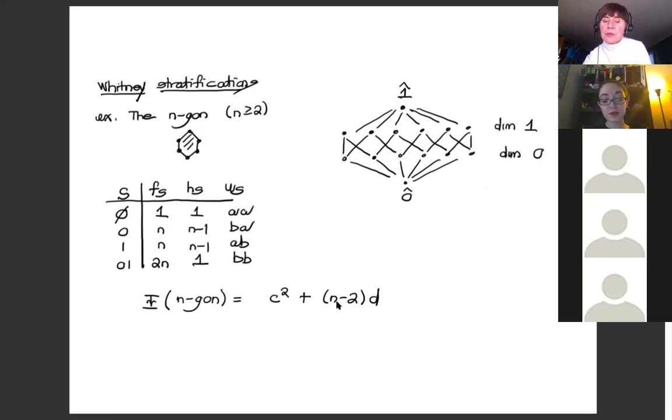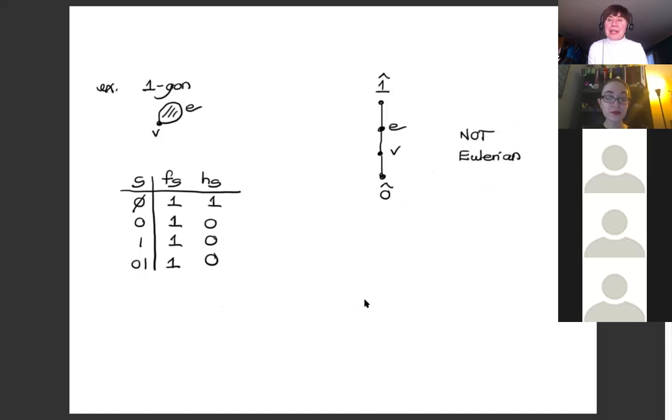C squared plus, well, C squared minus D, actually, it should be. So try to do the same thing with the 1-gon. All right, here's a vertex, here's an edge. I have one empty face, one vertex, one edge. Vertex edge pairs is 1. You do the flag H, totally falls apart.